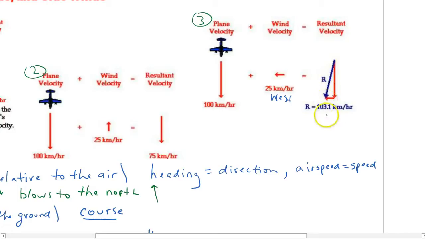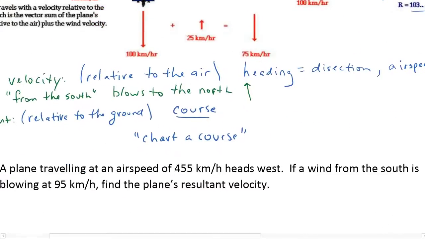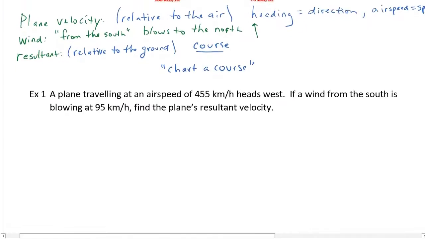And they get a resultant of 103.1 kilometers per hour. We will also be figuring out the direction as well, so we would calculate the direction counterclockwise from east on that one. Okay, so let's take a look at a few examples.